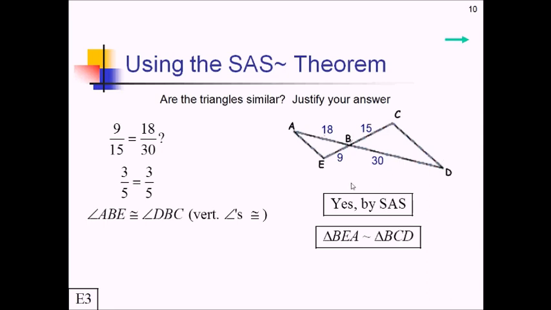Now, how do I know that E and C go together? Well, to get from B to E, I had to go along the shorter side, and that's the side that I'm going along when I go the other direction in this triangle.